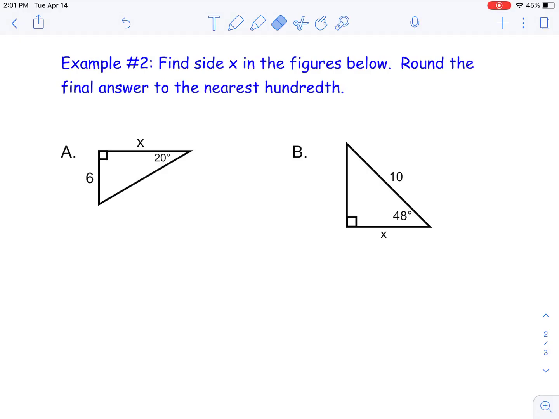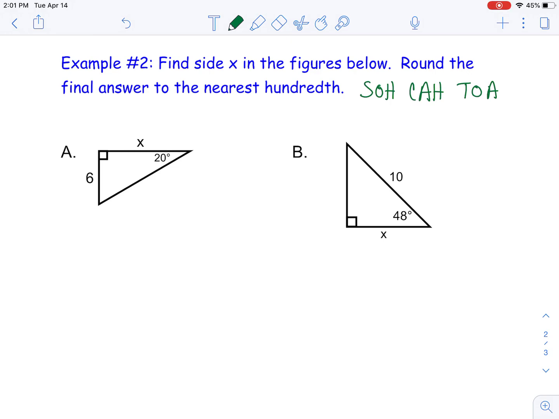Okay, so now we're going to use SOHCAHTOA. So I'm going to write this up here, SOHCAHTOA. These are our trig ratios to help us solve for different parts of a triangle, either the sides or the angles.